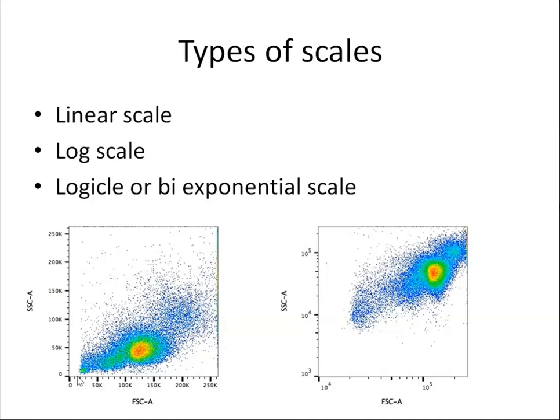Can you give me an example for a parameter which does not differ much in range? It is not a very broad dynamic range; it should be in a narrow range. Can you tell me any parameter? Any wild guesses? Cell size. Okay, forward scatter.